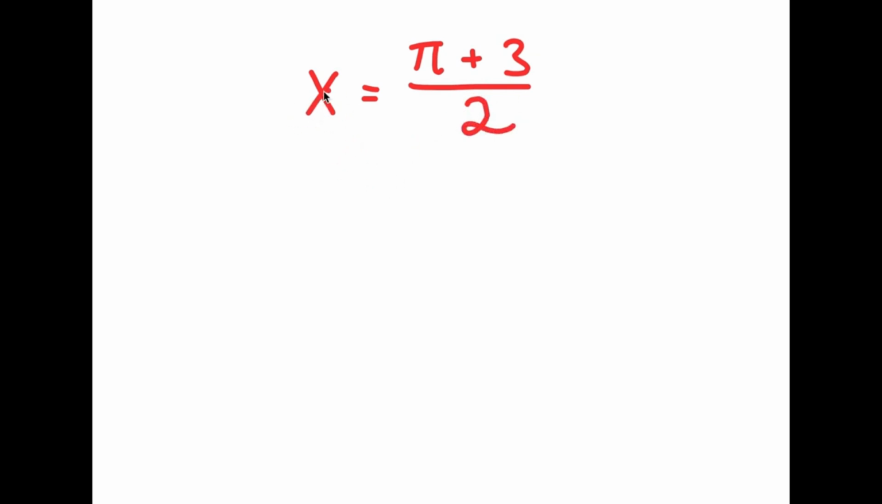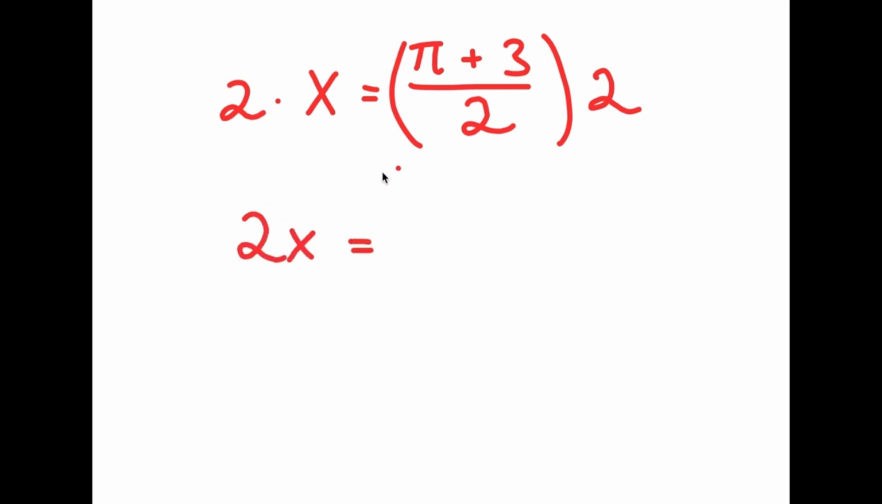So all I'm doing is giving a value to a variable, which is completely legal. Now I'm going to multiply both sides by 2. So I get 2 times x is equal to pi plus 3 over 2 times 2. Now, 2 times x is equal to 2x. So I get 2x is equal to, these two 2's cancel out, pi plus 3.